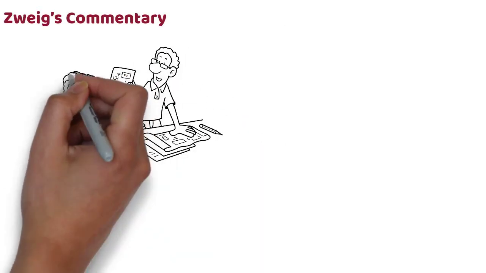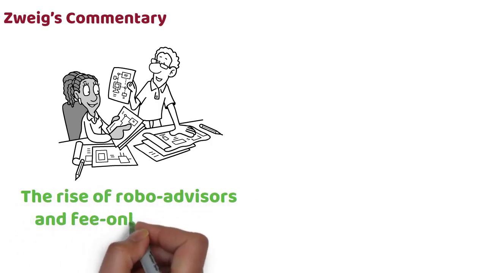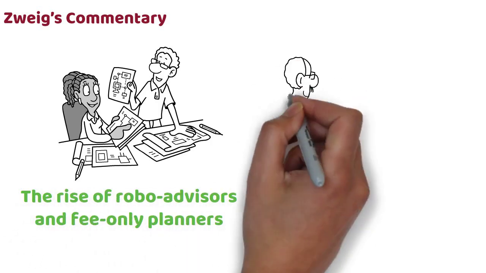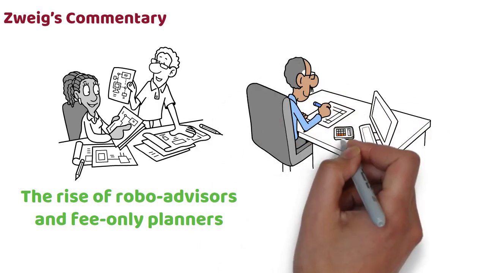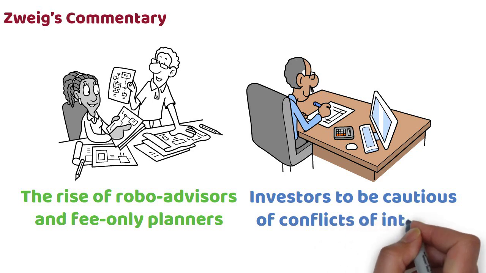Zwig expands on Graham's advice, discussing the modern landscape of financial advisors, including the rise of robo-advisors and fee-only planners. He emphasizes the importance of transparency in fees and services and advises investors to be cautious of conflicts of interest.